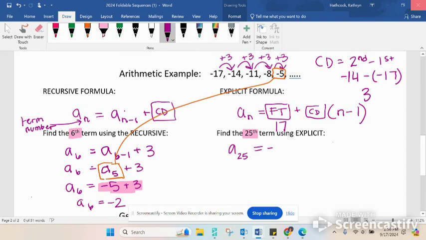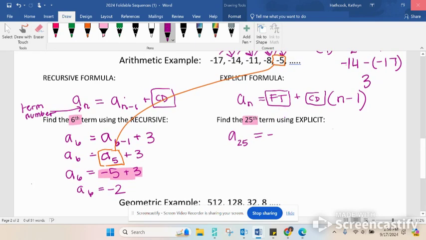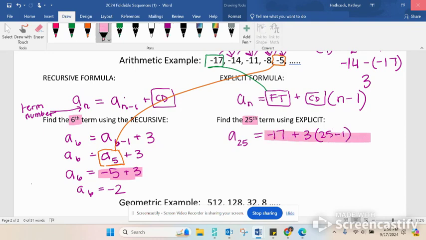In case you're not sure, oh dear, that negative 17 ran away. But in case you're not sure where I'm getting that number from, my first term is this number right here. So negative 17 plus my common difference, which is 3, and it's not n anymore. Now it's 25 minus 1. And I have great news for you. You can put this in your calculator right now and get an answer. You can simplify if you want to, but you can just put that in your calculator.